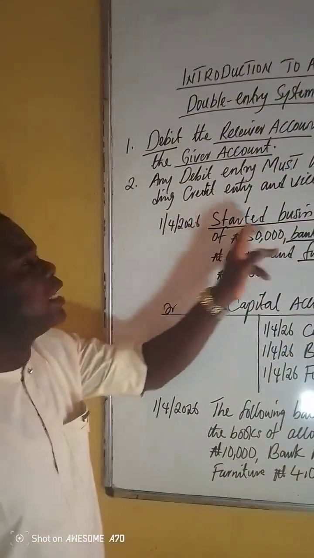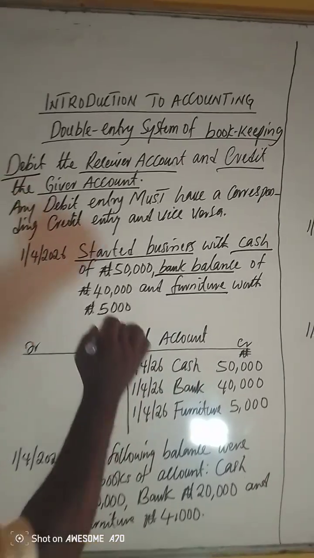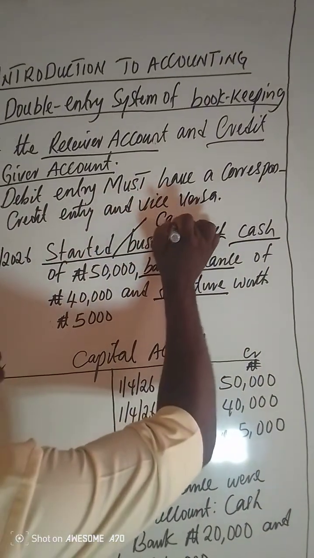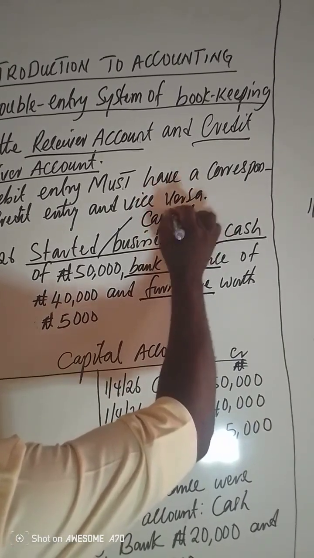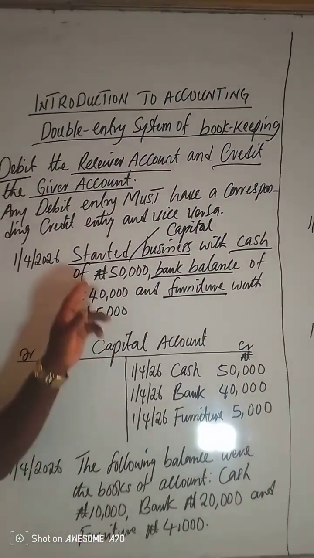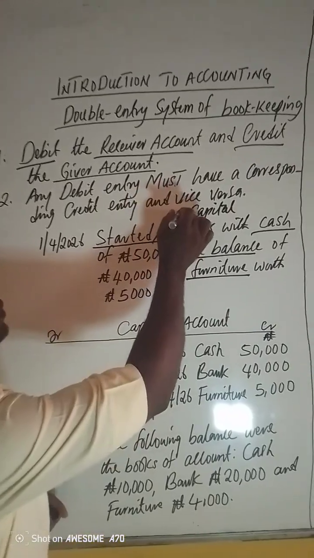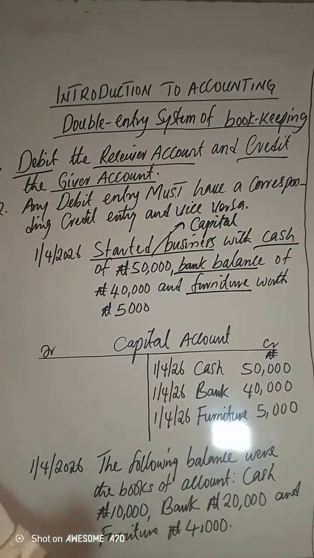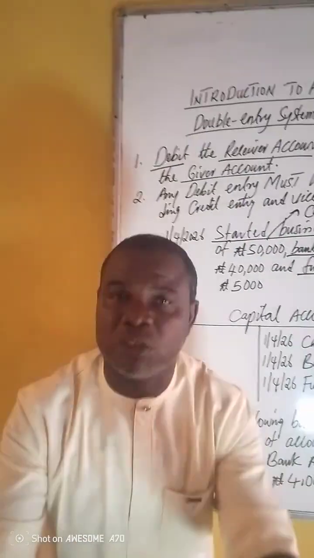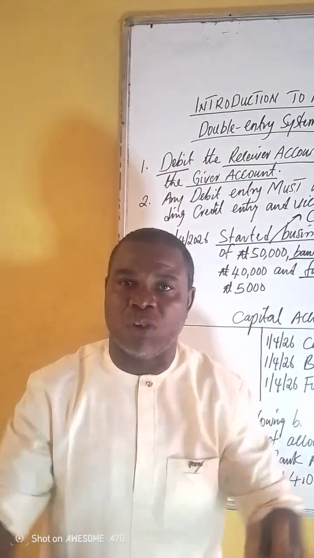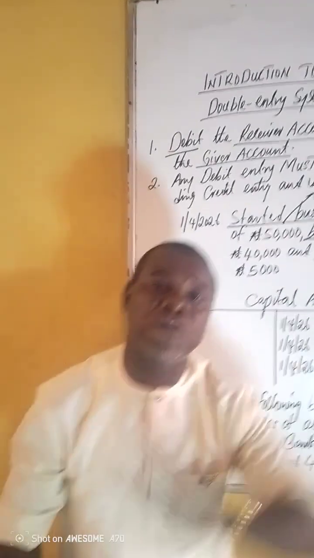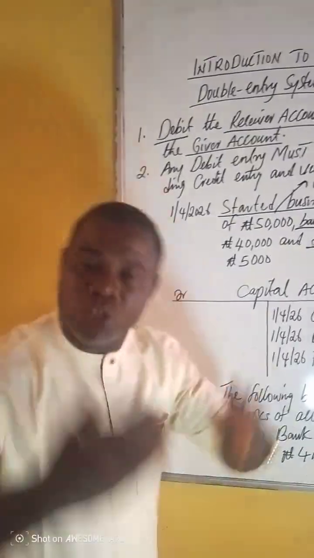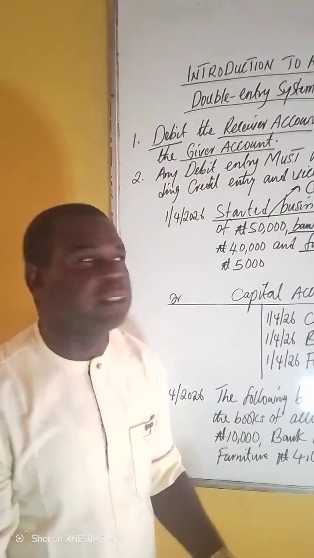Started business here becomes the giver account. Started business here means capital. You must have capital before you start any business. Then we say started business is capital, and capital is a giver account. That is, the owner is giving capital into the business, what is referred to as the business entity concept, where the business is different from the owner. The owner is giving capital to the business so that the business will begin or commence.